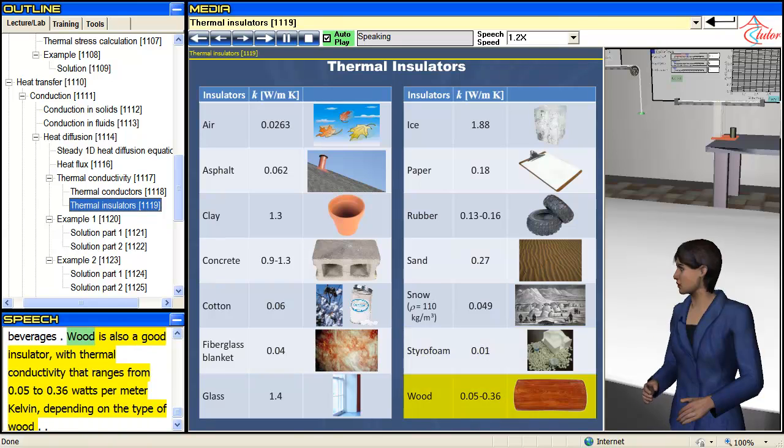Wood is also a good insulator, with thermal conductivity that ranges from 0.05 to 0.36 watts per meter Kelvin, depending on the type of wood.